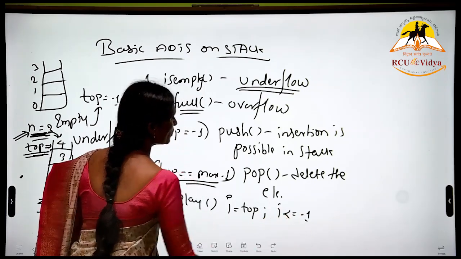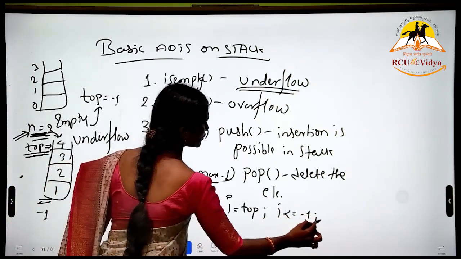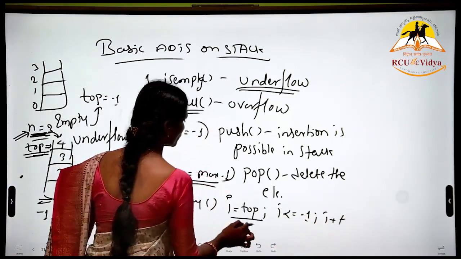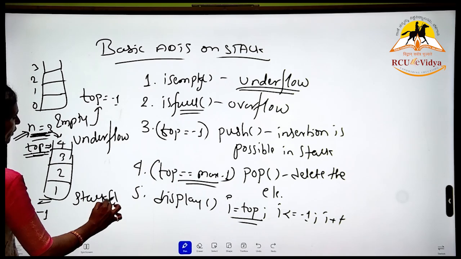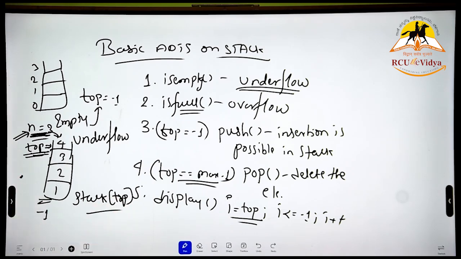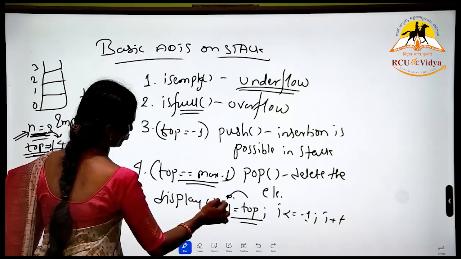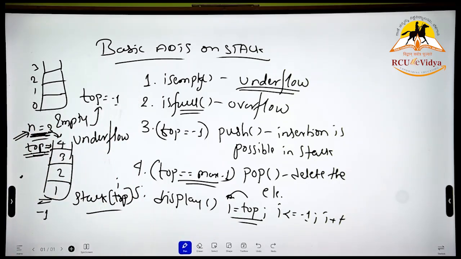It should reach -1, and i is going to decrement every time. Top needs to be decremented every time. Hence, we can display the stack of top value or the stack of i value. You can go with either; you can give the i or you can give the top. How are we going to take this into programming? So these are the basics.